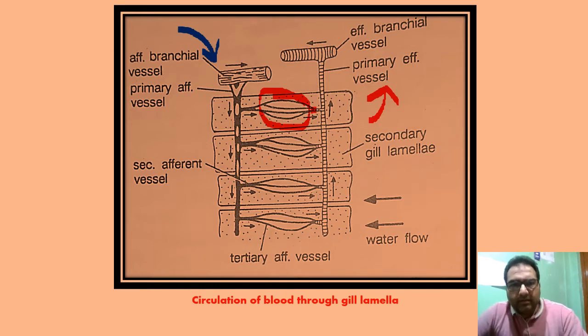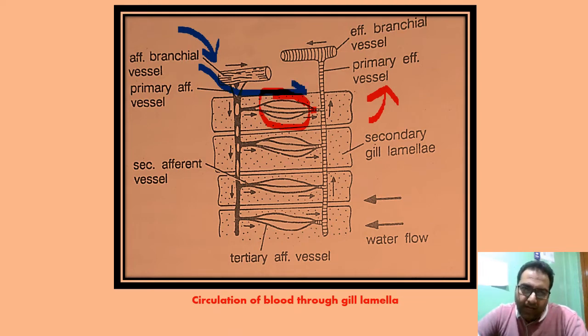Now again, the oxygen poor blood comes in this direction, and the water, which is oxygen rich, comes in the opposite direction. So this oxygen poor blood comes in contact with the oxygen rich water. This is called countercurrent water flow, and it makes the exchange of gases more efficient.